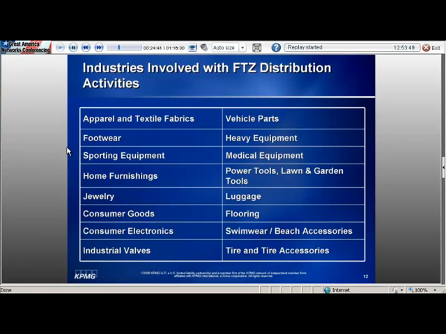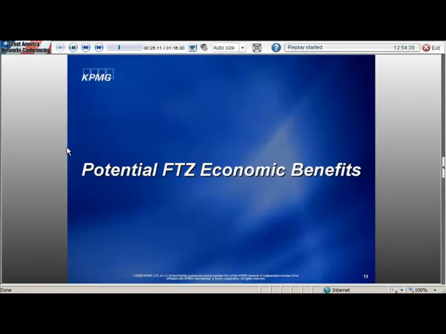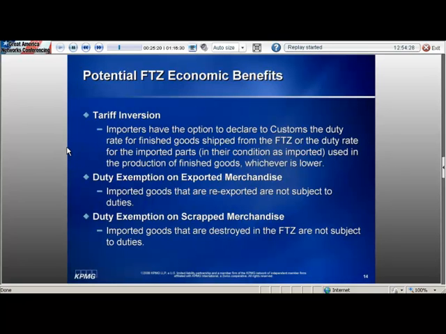So we talked a little bit about apparel and footwear, but there are also FTZs for sporting equipment, home furnishings, jewelry, all types of consumer goods and consumer electronics, in addition to a number of industrial products and vehicle parts and heavy equipment, and swimwear, beach accessories, and tires. So you can really see the diversity in foreign trade zones being operated around the country with respect to the industries that are benefiting from foreign trade zones and the types of products that are being imported and distributed from those foreign trade zones.